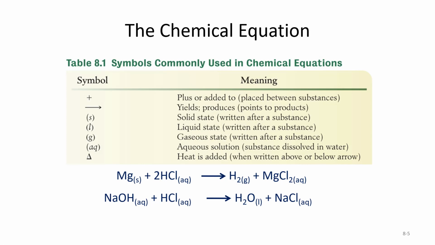And then there's some more symbols that can be found in a chemical equation. So plus means that it's added to, and that's placed between substances. That arrow, as I mentioned, means yields. S is for solid, L is for liquid, G is for gas. AQ is an aqueous solution. An aqueous solution means that the substance has been dissolved in water. And then the triangle, again, that means that heat has been added.